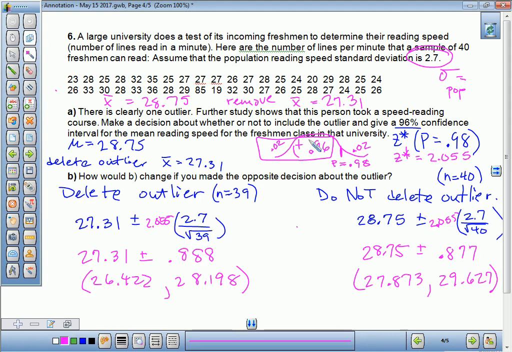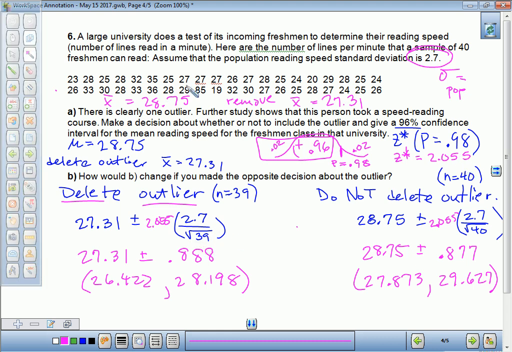The first thing you had to do for either one of them was to find the z-score associated with a 96% confidence interval. So what we're looking for on our chart is a probability of 0.98. Now that one is halfway in between 2.05 and 2.06, so you could write z star as 2.055. So it's x bar plus or minus z star, the standard deviation over the square root of the number of observations. If I delete the outlier, my number of observations goes from 40 to 39.